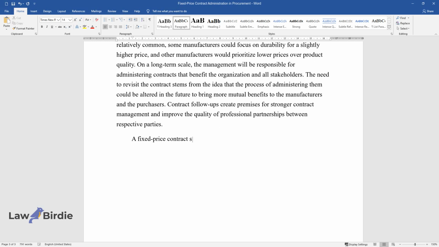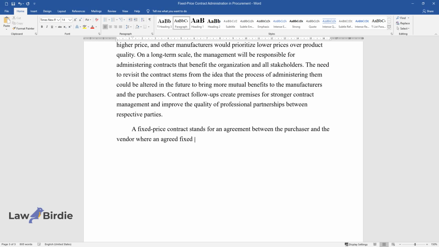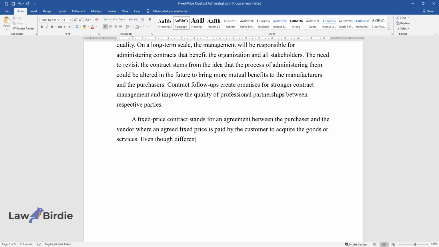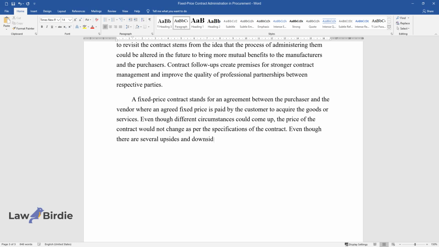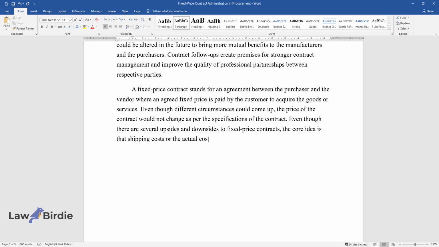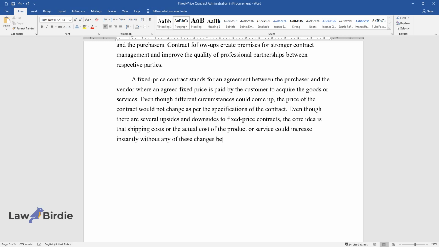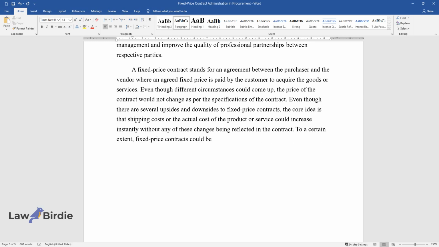A fixed-price contract stands for an agreement between the purchaser and the vendor where an agreed fixed price is paid by the customer to acquire the goods or services. Even though different circumstances could come up, the price of the contract would not change as per the specifications of the contract. Even though there are several upsides and downsides to fixed-price contracts, the core idea is that shipping costs or the actual cost of the product or service could increase instantly without any of these changes being reflected in the contract. To a certain extent, fixed-price contracts could be deemed predictable.